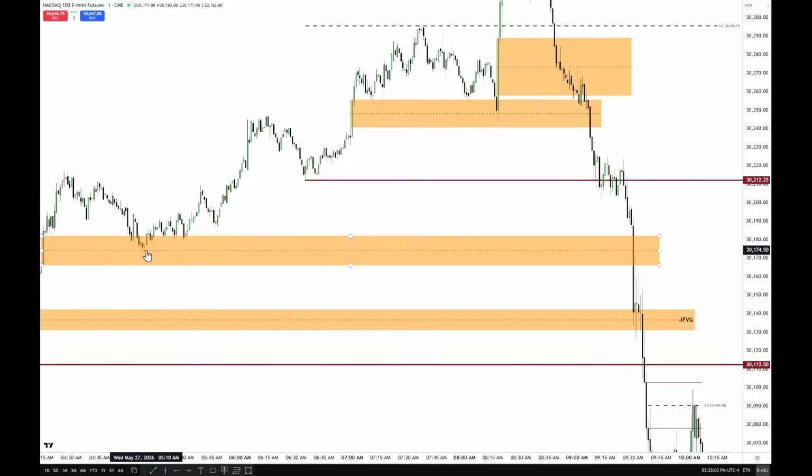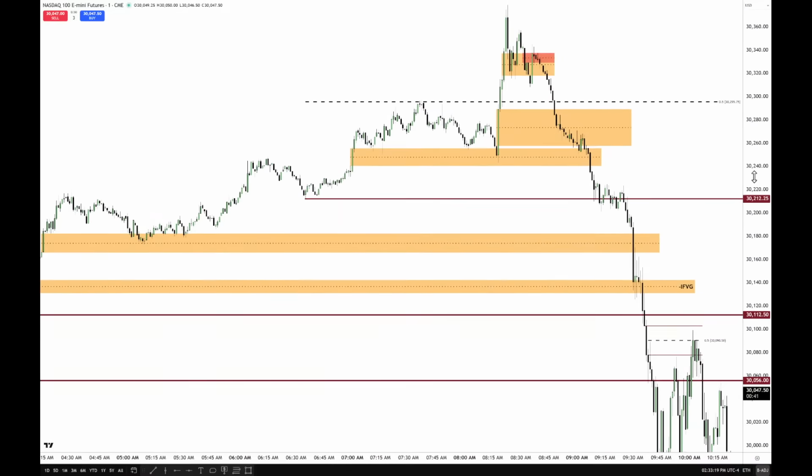Okay. So when we look at how we leave this area and we quickly drop down into this level, how we got there so quickly indicates to me that I do want to be short and I do want to be looking for lower targets. But here's where I did it wrong.